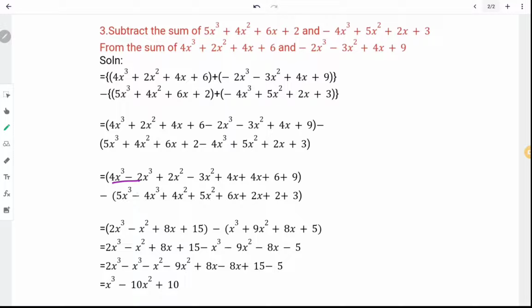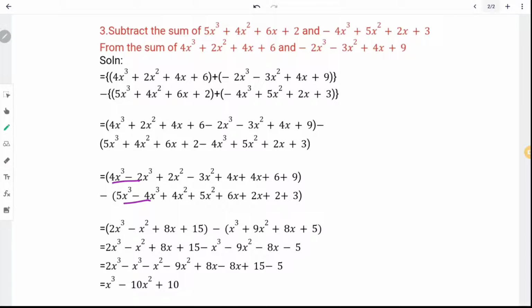4x cube minus 2x cube. You can see plus is greater, so 4 minus 2 will leave us with 2x cube. If you look here, minus is greater, right? Minus 3 is greater, so 2 minus 3 will leave just 1x square, or simply x square. Both are plus, you add them: 4 plus 4, 8x. Both are plus, 6 plus 9, 15. All right, once we're done with that, we'll do the same thing here again.